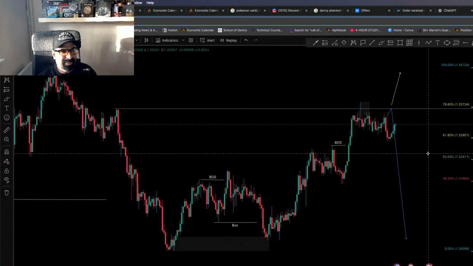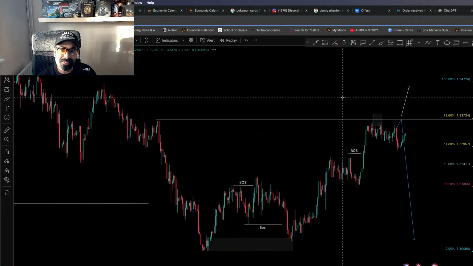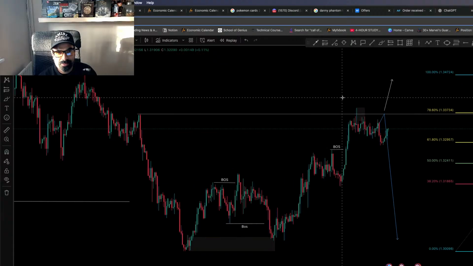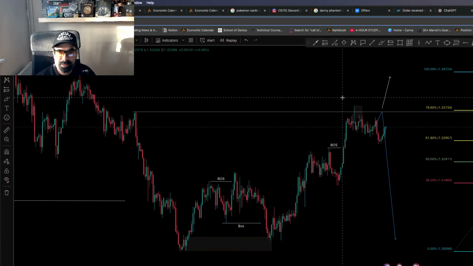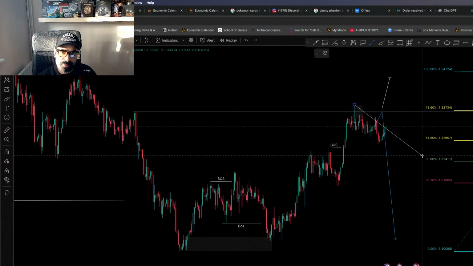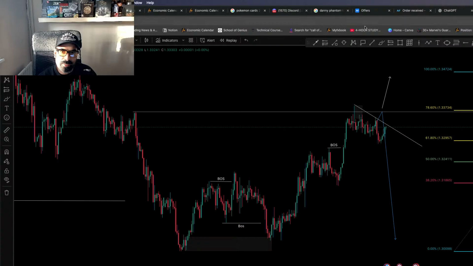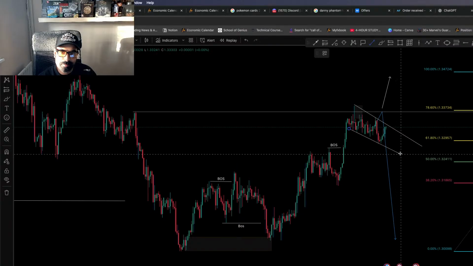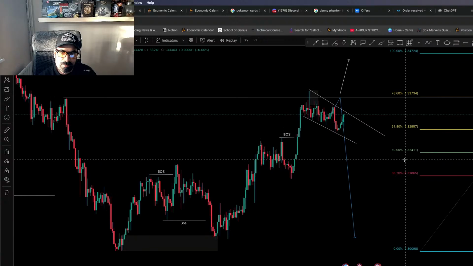Pound USD is a pair that I don't really like to trade much. I don't know why I got this in my collection of charts. So this is all the charts I do trade. But if you look at it, consolidating, goes up, consolidating, goes up, consolidating. So as per the charts, we can see a flag pattern here.